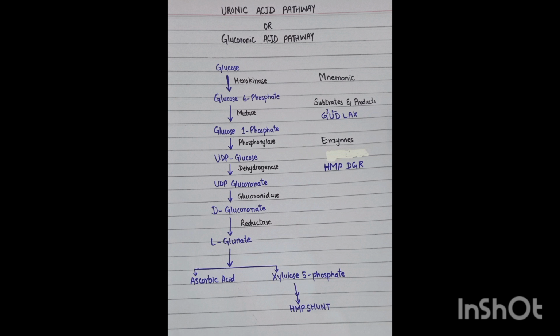D stands for D-glucuronate, L stands for L-gulonate, A stands for ascorbic acid, and X stands for xylulose 5-phosphate. The mnemonic for the enzymes of the pathway is HMPDGR. Here, H means hexokinase, M is the mutase, P is phospholyase, while D stands for dehydrogenase, G for glucuronidase, and R is reductase. Now you can easily relate the mnemonic for cramming and memorization of the pathway.